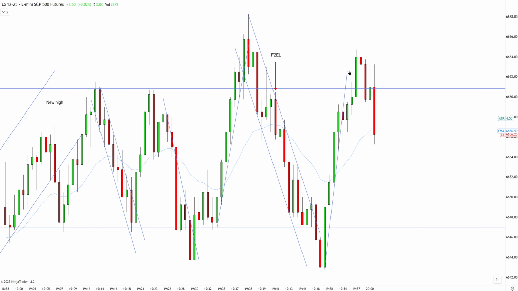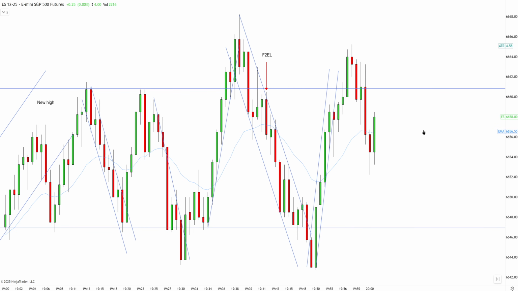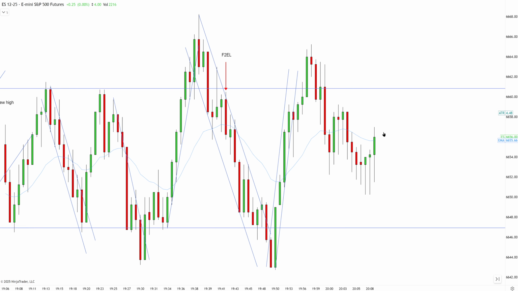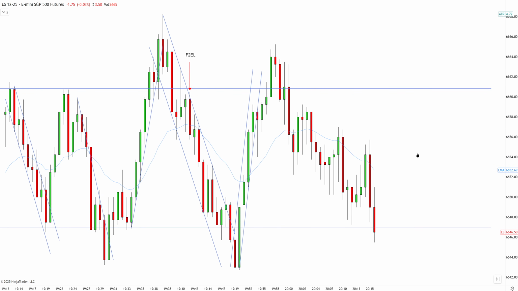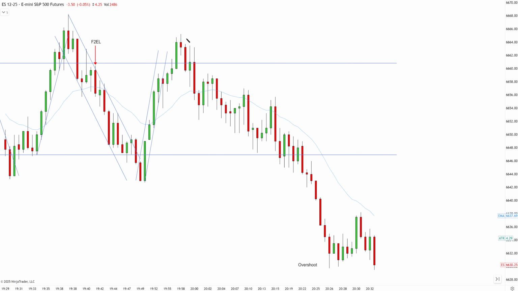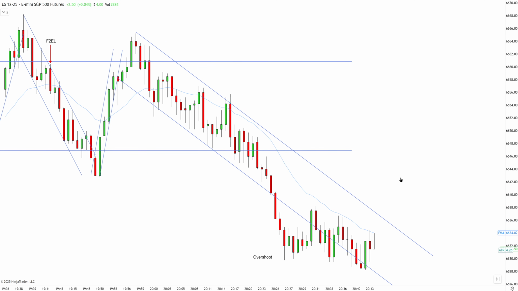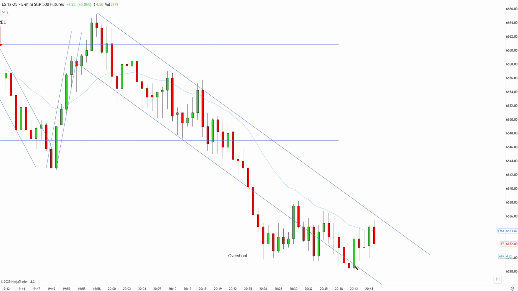I'm gonna redraw a brand new uptrend. No trade here, no trade here. Bunch of first entries. I'm gonna redraw the downtrend working lower. We have some overshoot. You have a second entry short.